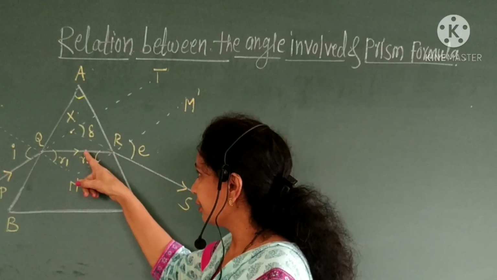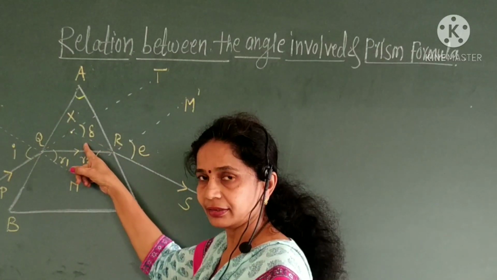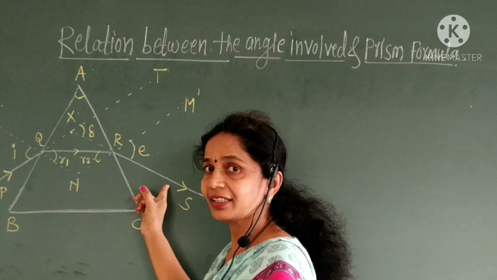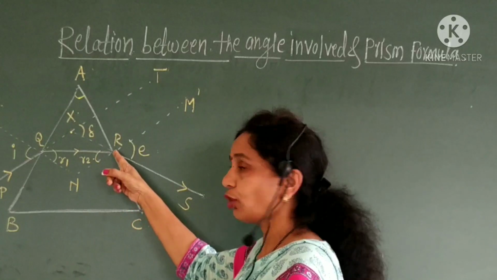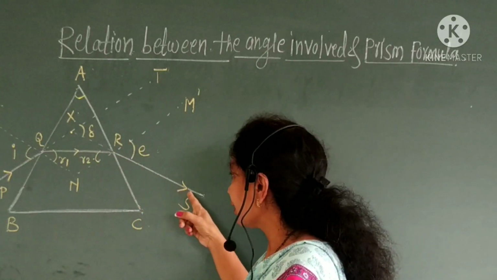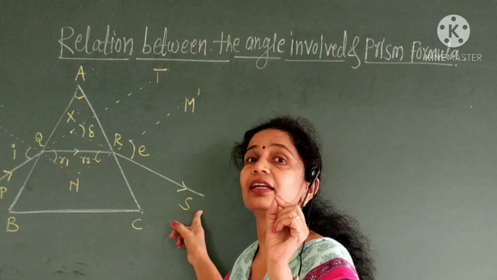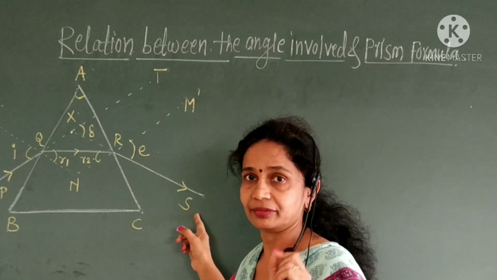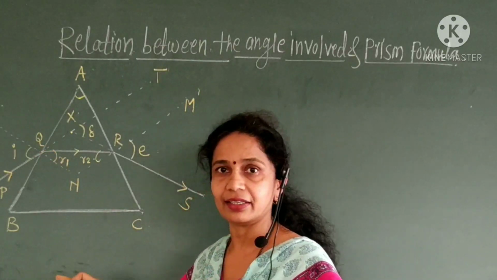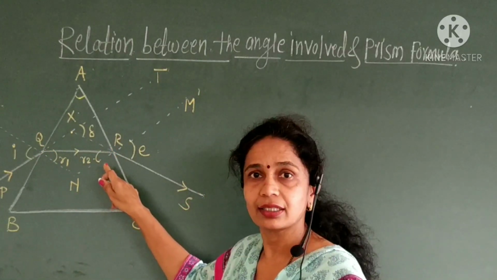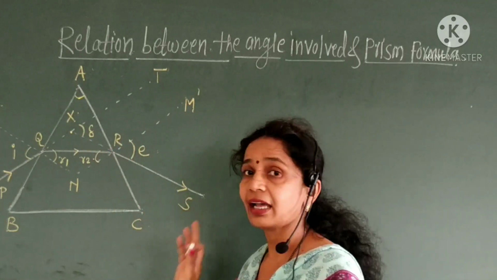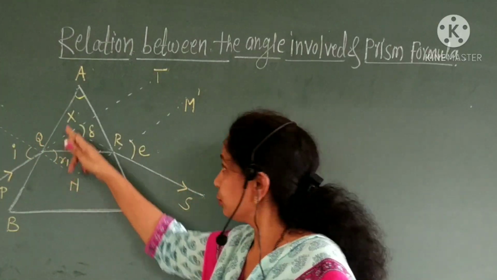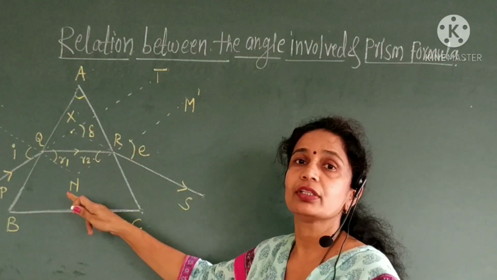Again, when the light ray QR travels from the denser medium to the rarer medium, it bends away from the normal and travels along RS. This RS is called the emergent ray. PQ is the incident ray, QR is the refracted ray, and RS is the emergent ray. Okay, and this is the normal to this surface, and this is the normal to this surface.